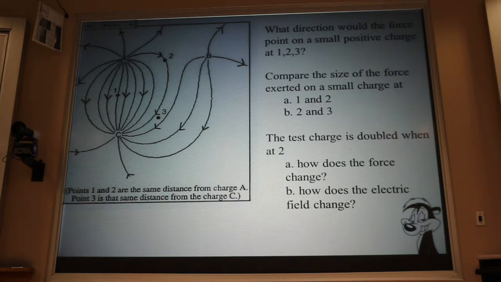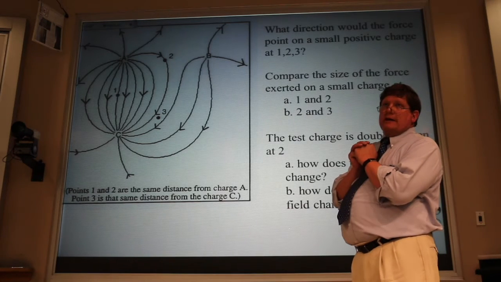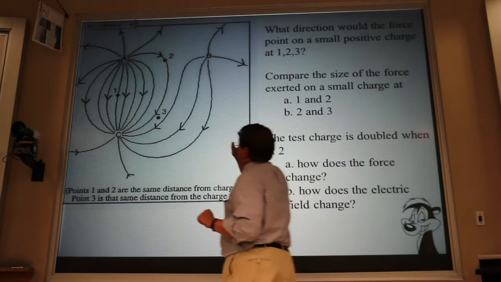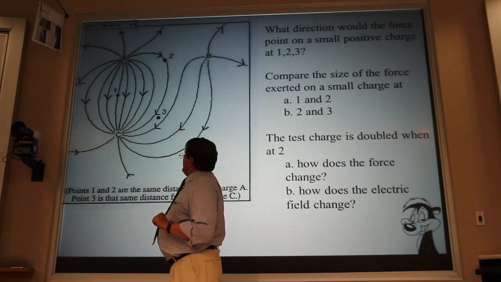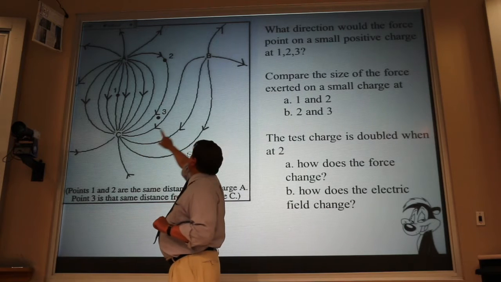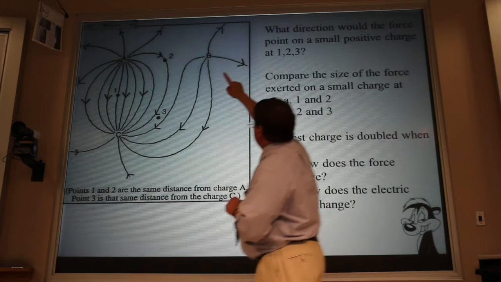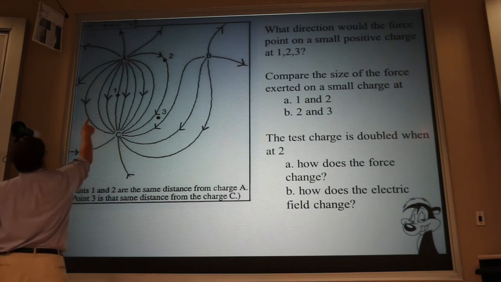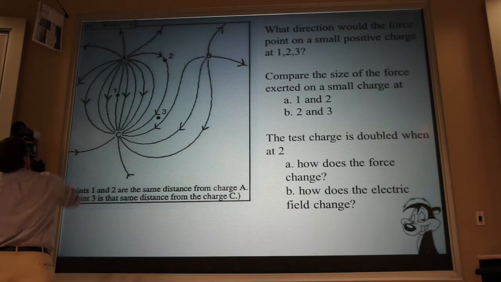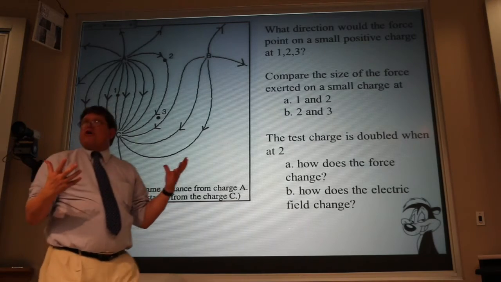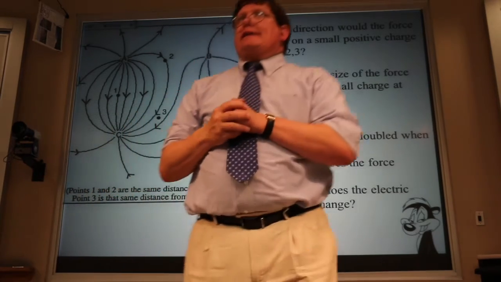Here is a representation of electric field lines. You can see that these fields are caused by a positive charge A, negative charge C, and a positive charge B. You can also see, because there's 1, 2, 3, 4, 5, 6, 7, 8, 9, 10, 11, 12, 13, 14 field lines coming out of A, and only 5 coming out of B, that A is going to be a bigger charge by a ratio of 14 to 5.